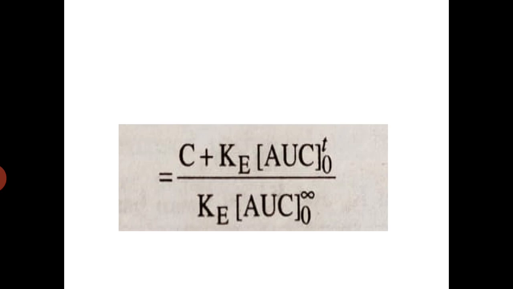The same way, Xa by Xa infinity gives you the fraction of drug absorbed. What is the fraction of drug unabsorbed? That is equal to maximum fraction minus fraction of drug absorbed. Maximum fraction means what? 1. The maximum fraction always is 1. 1 minus Xa divided by Xa infinity is equal to what? Fraction of drug unabsorbed. So fraction of drug unabsorbed means where it is present.